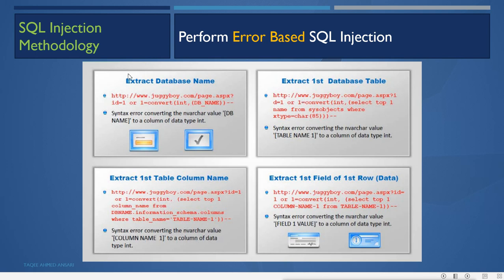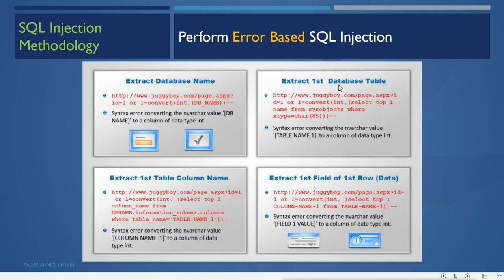Here it is extracting the database name in error-based SQL injection. For error-based SQL injection, it will add this field into the URL. It is using the OR operator here, that means id is equal to 1 or 1 is equal to convert int DB name. And this gives the syntax error: converting the nvarchar value DB name to column of data type int.